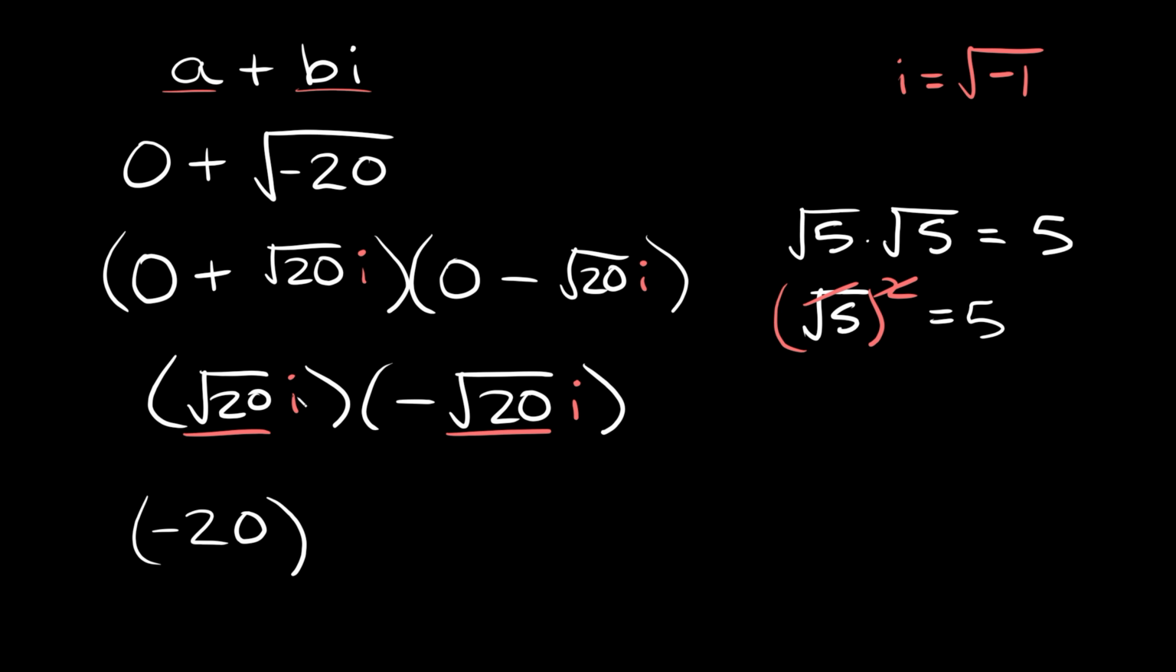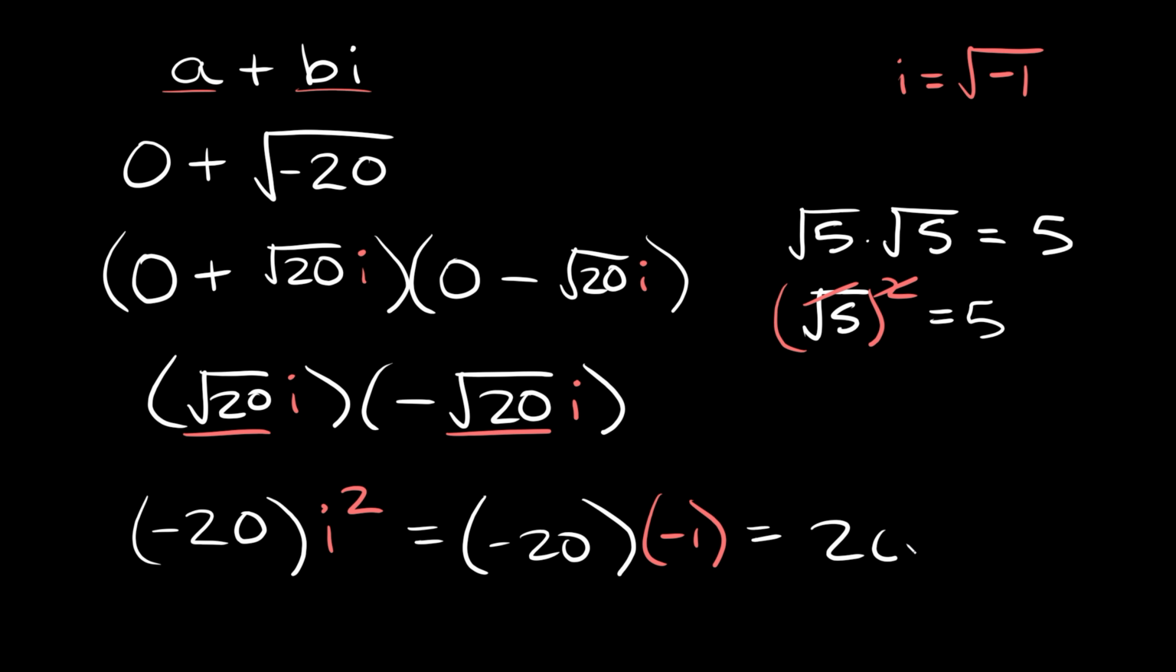And then lastly, we have these i's, or this i times this i, which is i squared, all right? Now here, this is going to be equal to negative 20 times i squared, and like we saw, i squared is equal to just negative 1, right? So we'll plug in a negative 1 right there for i squared. And then here you can see that this is equal to simply positive 20.